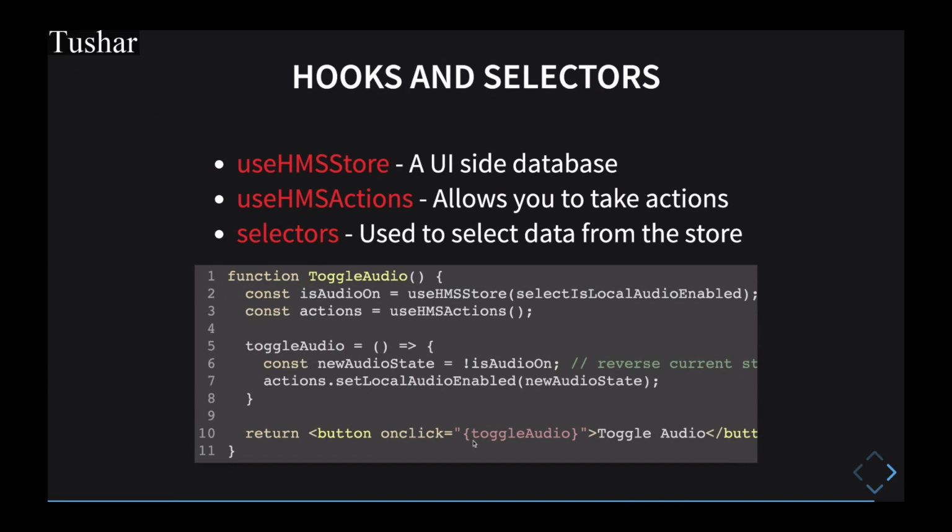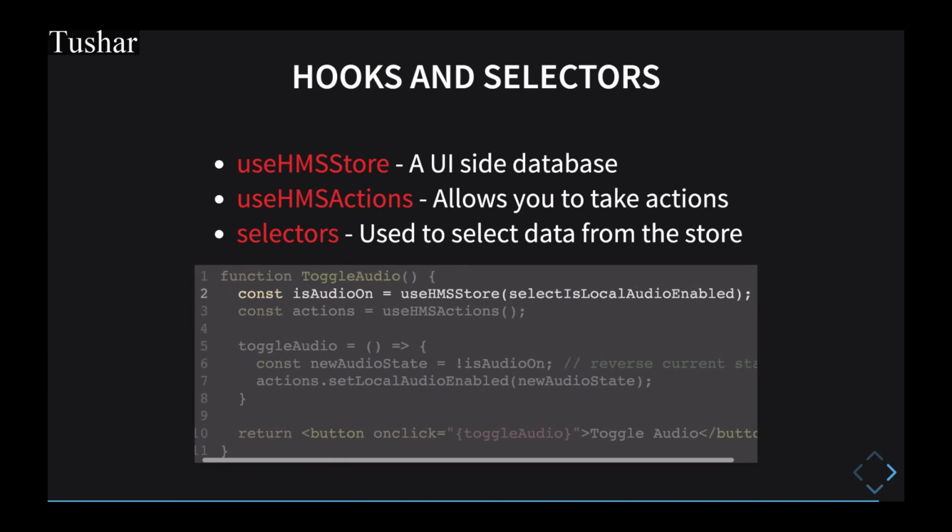So this is a functional component. This has a button as we see, and on the click of the button, we call this function. How this function works is that for toggling audio, we first need to know what the current state is, right? Because we want to know some state, we refer to our useHMSStore hook, and we pass it a selector, selectIsLocalAudioEnabled, to know what the current state is.